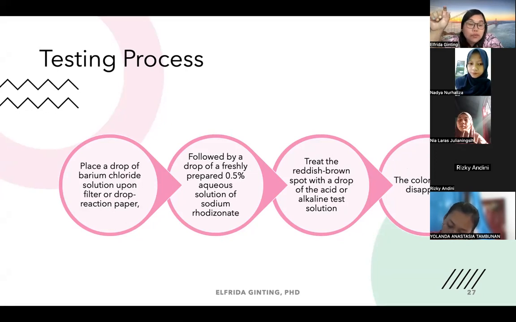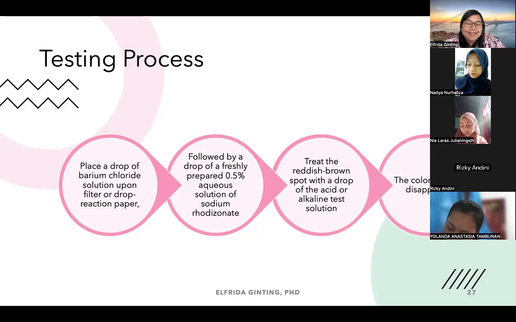You use filter paper because its color is white, so once you mix the barium chloride with sodium rhodizonate, you can immediately see a reddish brown spot. The reddish brown spot may be like the color of blood, right? If you have blood, the color is reddish brown. And once the spot forms, you drop acid onto it, and suddenly the spot disappears.